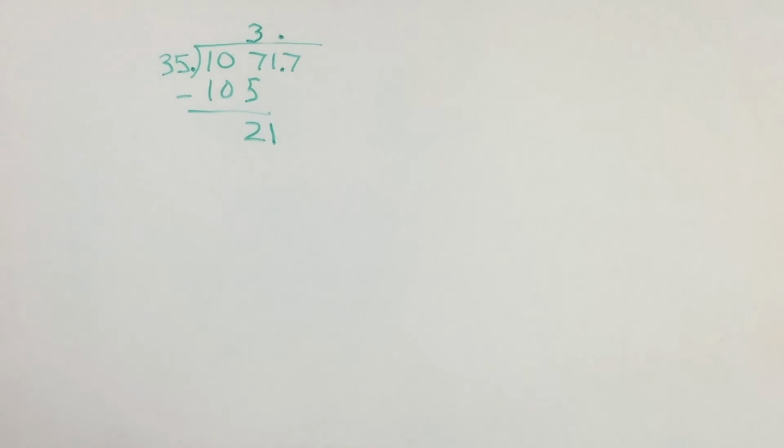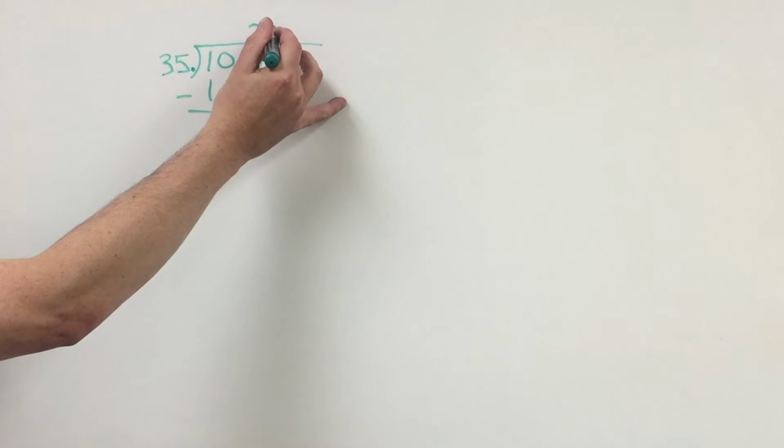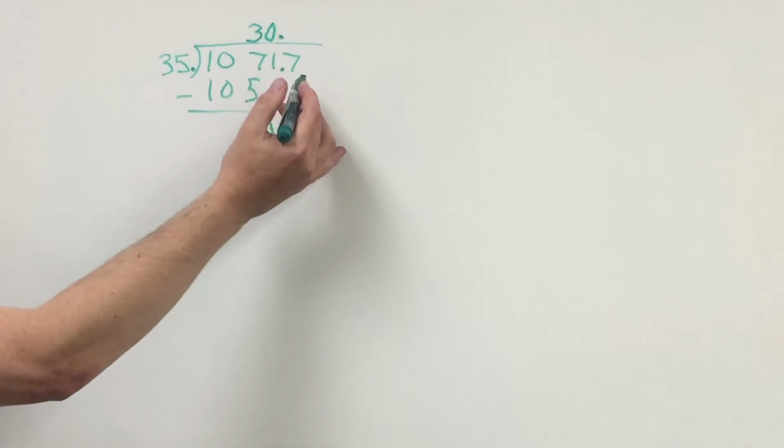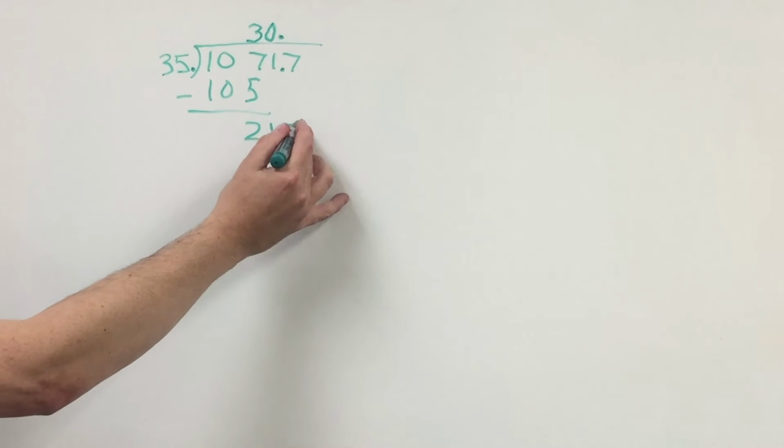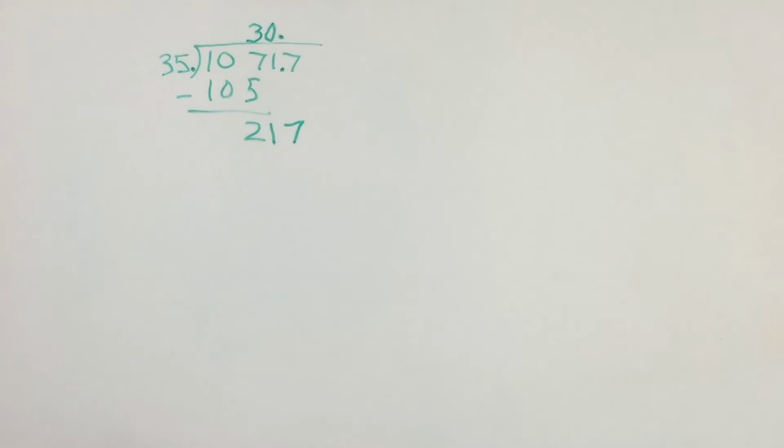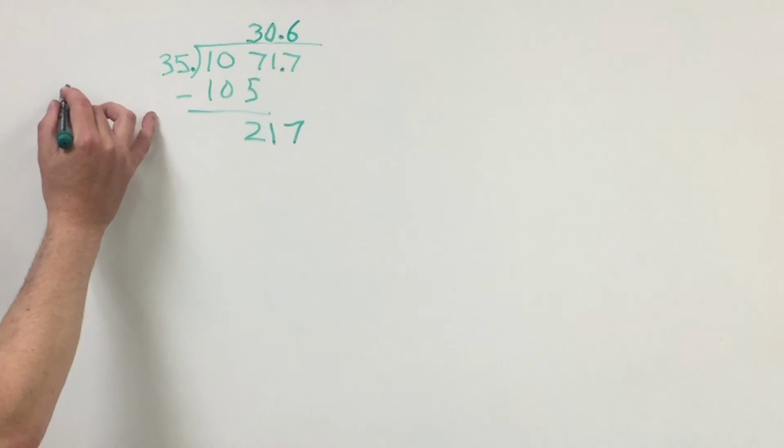How many times does 35 go into 21? Well, no times. So let's put a 0 in here and bring down the 7. How many times does 35 go into 217? Well, we already saw that 35 times 3 is 105. 217 is a little more than twice 105. So let's try 6.